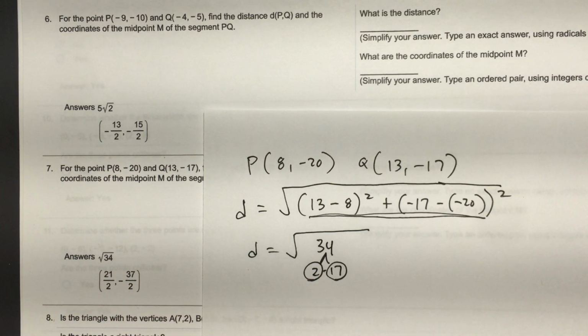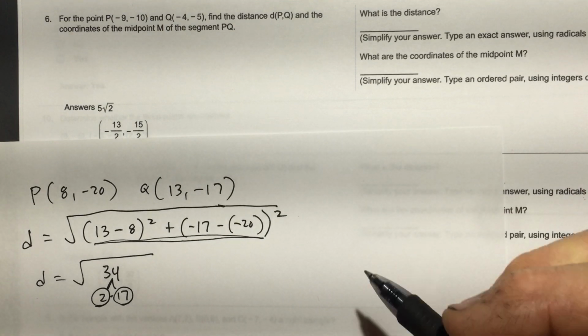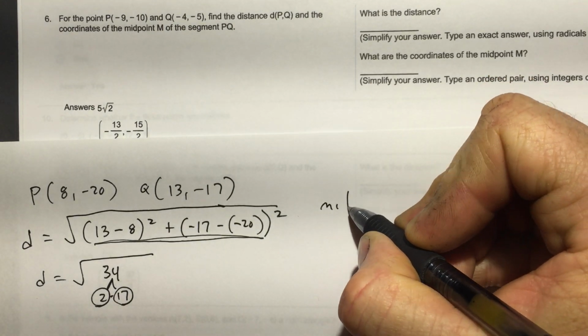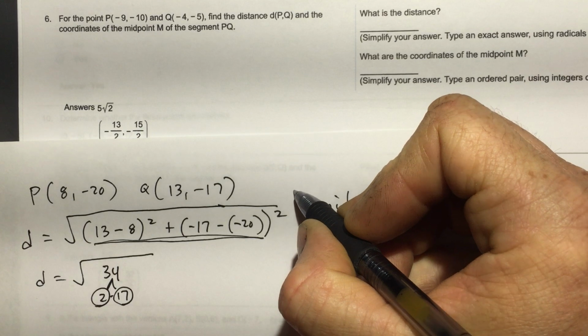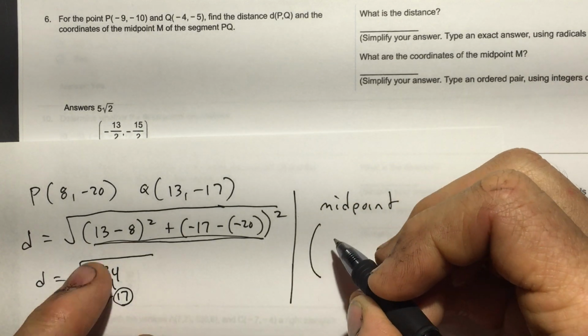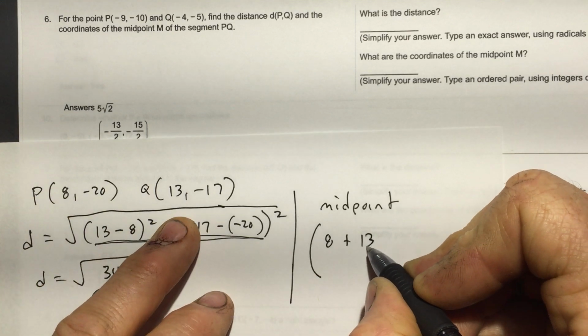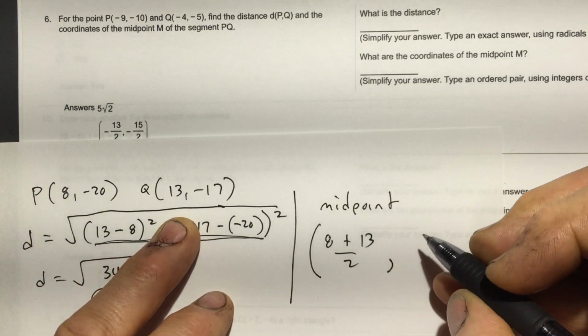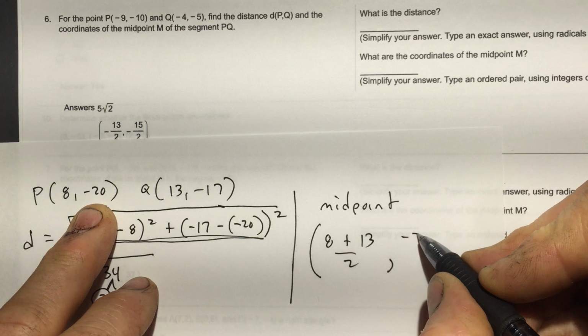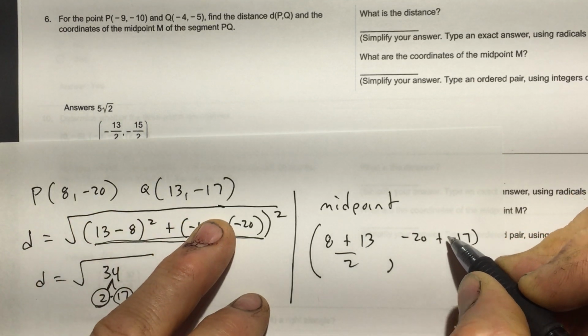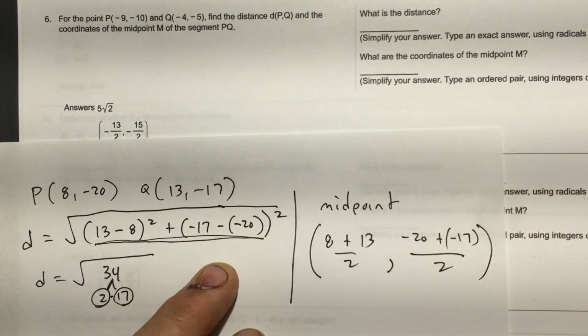Okay, now what about my midpoint? All right, we'll do midpoint over here on the side. So for midpoint, I'm going to add my x's together. So I've got 8 plus 13 divided by 2. And then I add my y's together. -20 plus -17 divided by 2. And that would be my midpoint.